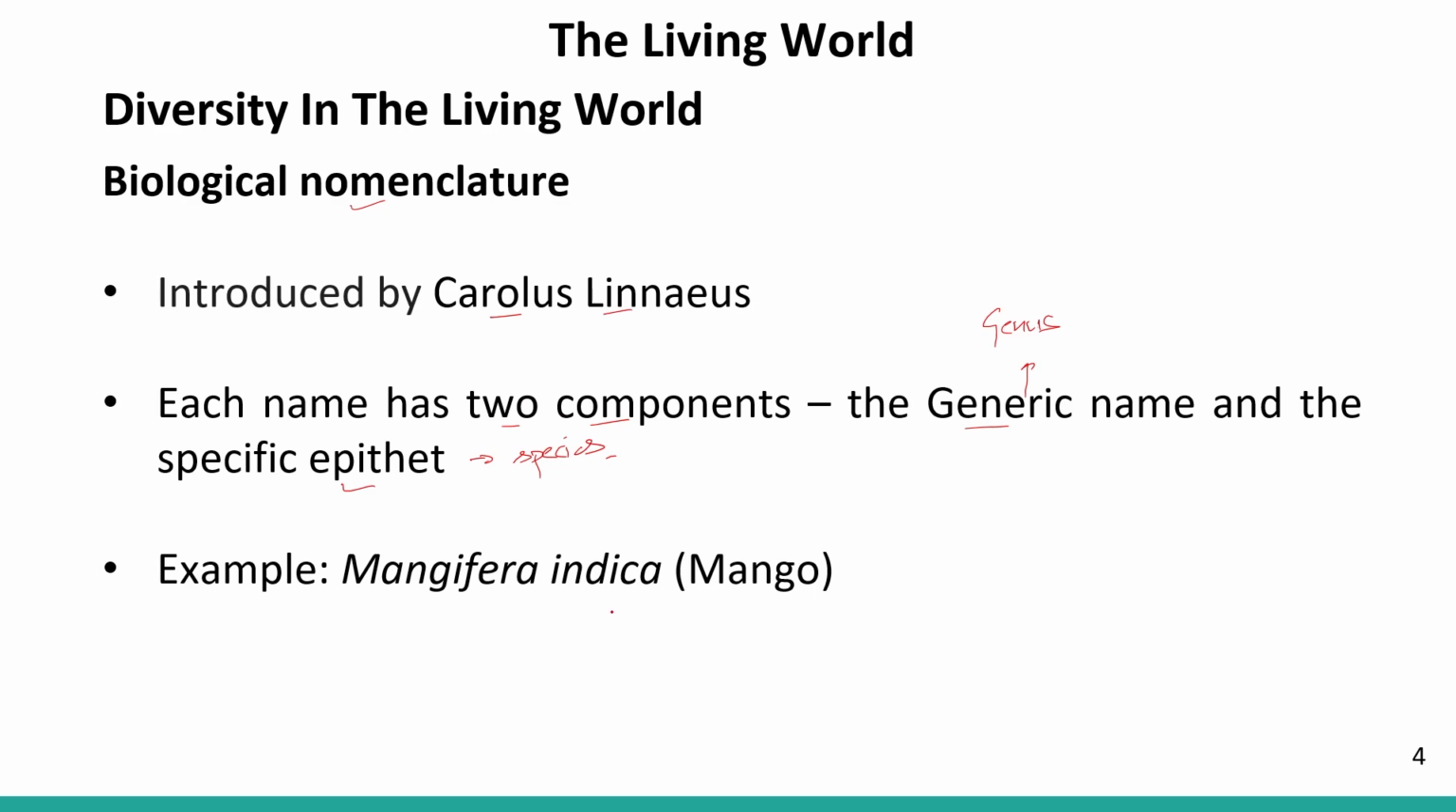For example, if we take the example of mango, the scientific name of mango is Mangifera indica. So here Mangifera is the generic name and it denotes the genus, whereas indica is the specific epithet and it tells you about the species.